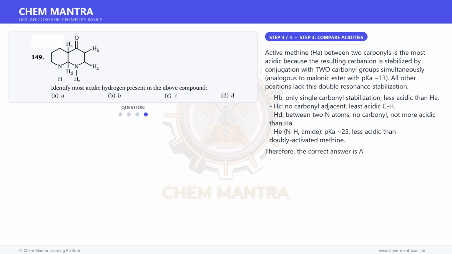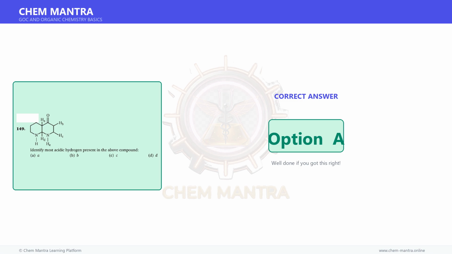Hb: only single carbonyl stabilization, less acidic than Ha. Hc: no carbonyl adjacent, least acidic C-H. Hd: between two N atoms, no carbonyl, not more acidic than Ha. He: N-H, amide pKa about 25, less acidic than doubly activated methylene. Therefore, the correct answer is A. Therefore, the correct answer is option A.